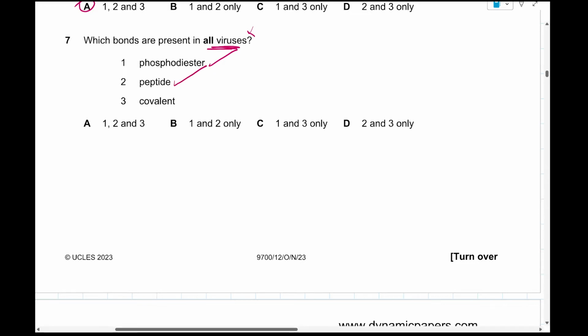Now the third option is covalent. So both phosphodiester and peptide bonds are covalent bonds. Therefore these are correct because a peptide bond and phosphodiester bond are strong covalent bonds. Therefore the answer is going to be A.